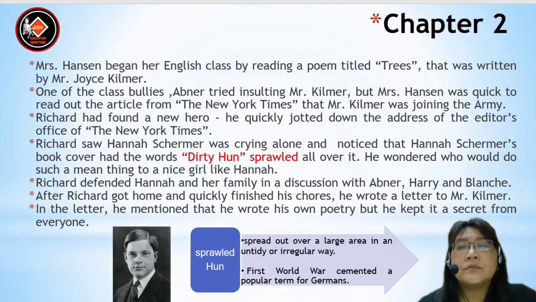Chapter 2. Mrs Hansen began her English class by reading a poem titled Trees that was written by Mr. Joyce Kilmer. One of the class bullies, Abner, tried insulting Mr. Kilmer, but Mrs. Hansen was quick to read out the article from the New York Times that Mr. Kilmer was joining the army. Richard had found a new hero. He quickly jotted down the address of the editor's office of the New York Times.